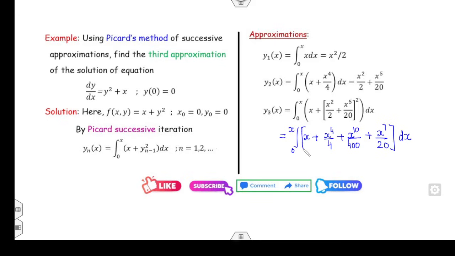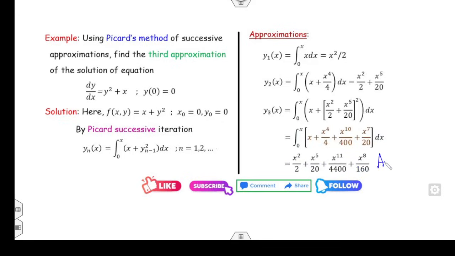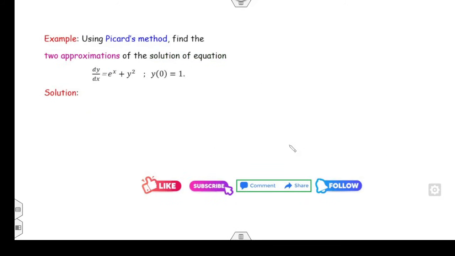Fine. Now you can integrate them. Your answer will be x square divided by 2. This is x raised to power 5 over 20. This is x raised to power 11 divided by 4400. And this is x raised to power 8 divided by 160, which is the right answer of the problem. Since only the 3 approximations are required. If y4 is also asked, then you can do y4 as well. Now find the 2 approximations only.